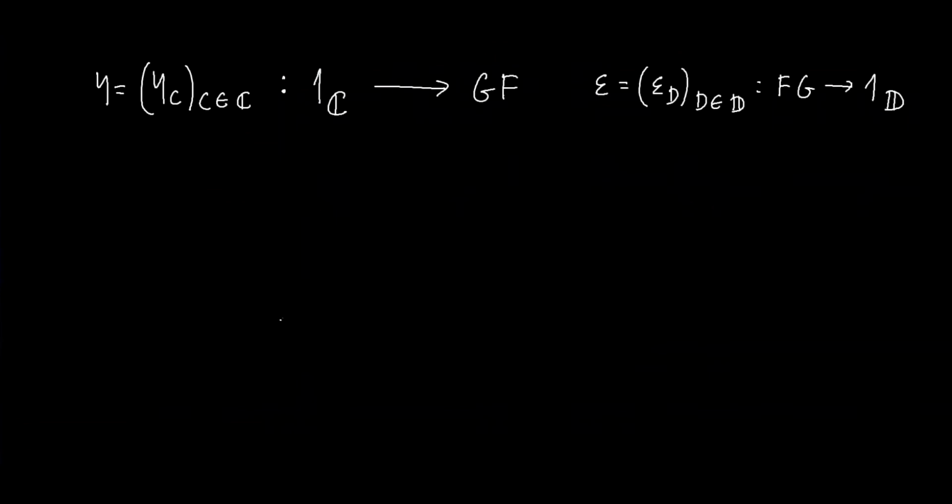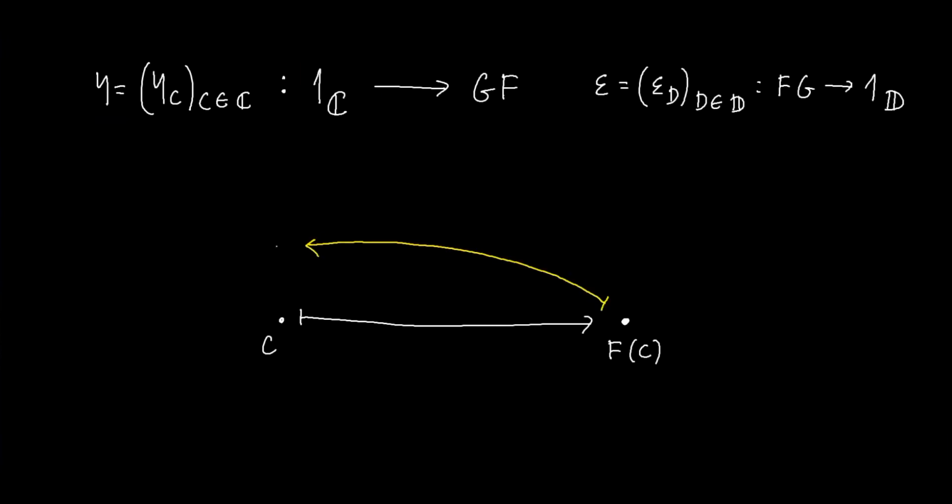So now I start with an object C. I apply F to that object. I get F of C. Then I apply G to that. This brings me to G of F of C. And then I apply F one more time. If I apply F one more time, I'm going to land at F of G of F of C.